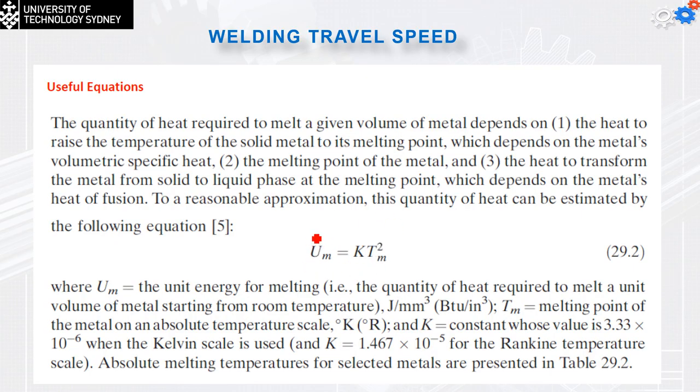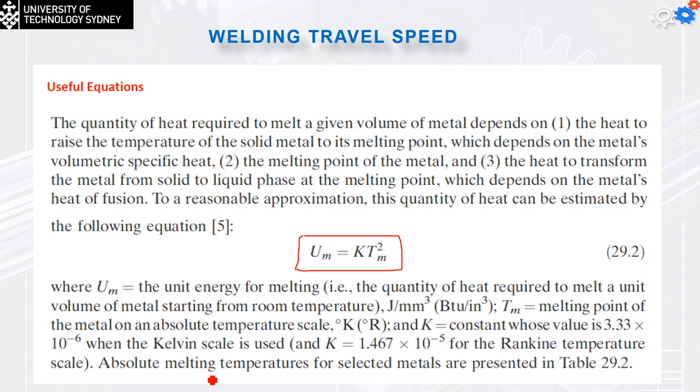So we have that the unit energy for the melting is going to be equal to K multiplied by Tm squared. The K is a constant equal to 3.33, and the unit for the UM is joule per cubic millimeters. Tm is the melting point of the metal in Kelvin. And sorry for that. The K value is a constant, 3.33 multiplied by 10 to the power minus 6 when the Kelvin scale is used.